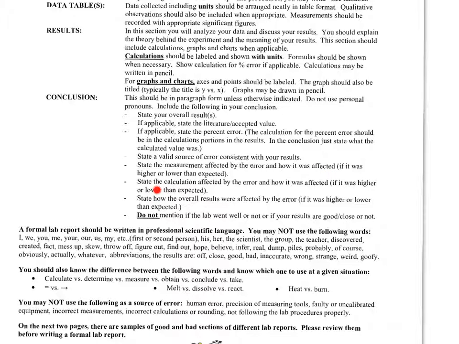Then you go through the calculations that you used this measurement in, and you tell me which calculations were affected and how they were affected. Were they higher or lower than expected? And then you talk about your overall result. So for example, if the purpose was to calculate the density, you talk about the density, which is your overall result, and again, how it was affected by this error.